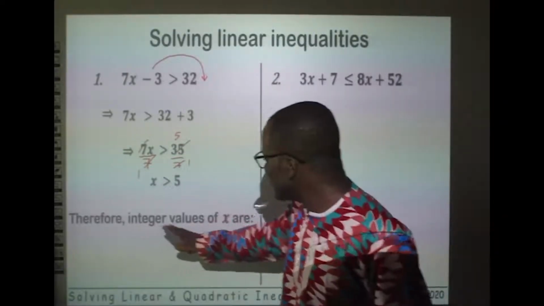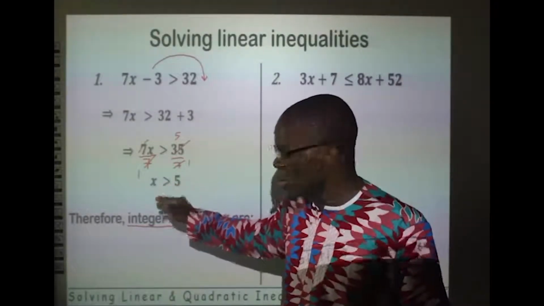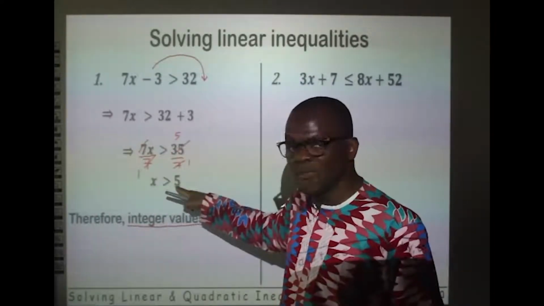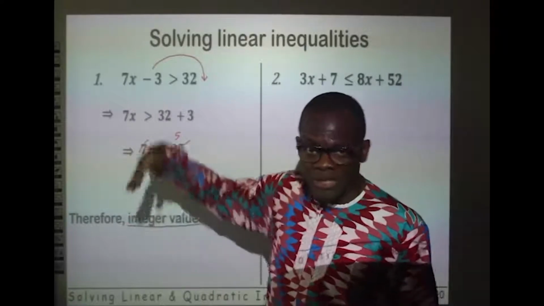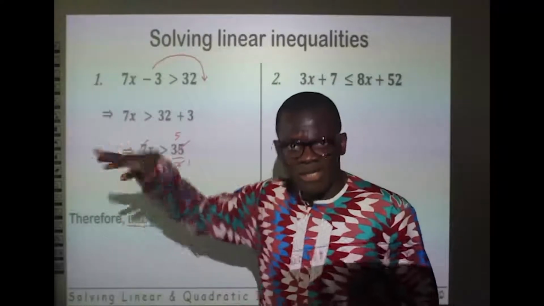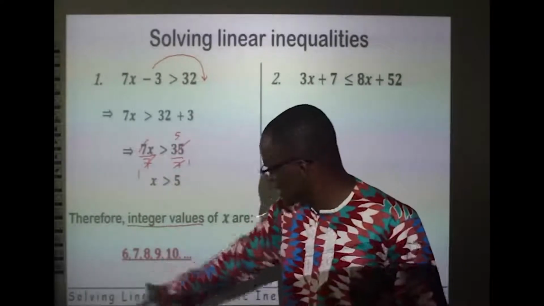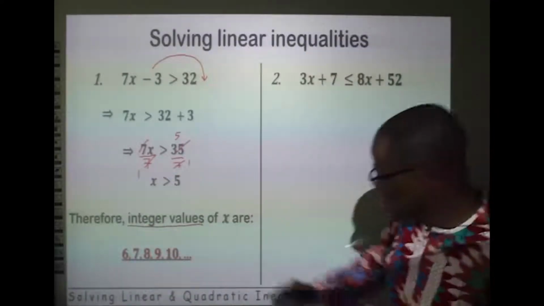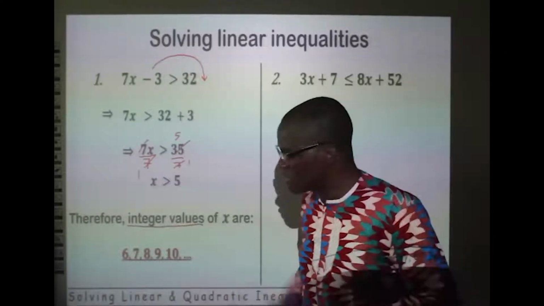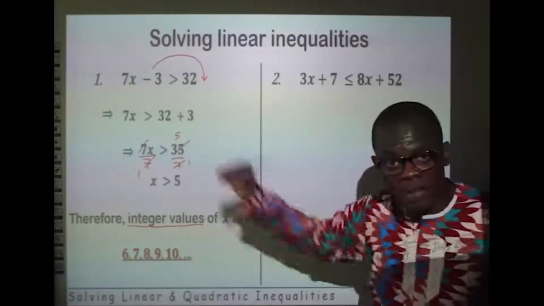But then you've been asked to write down the integer values that will satisfy this inequality. When you have x greater than 5, remember you will not include 5. So any value of x greater than 5 will be acceptable. We're thinking of values like what? 6, 7, 8, 9, 10 and so on. Exactly. So any of these values of x will satisfy that given inequality. I hope you got that right. If you didn't, just take down the correction. I hope you can follow the steps.